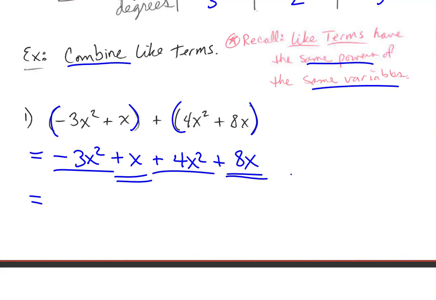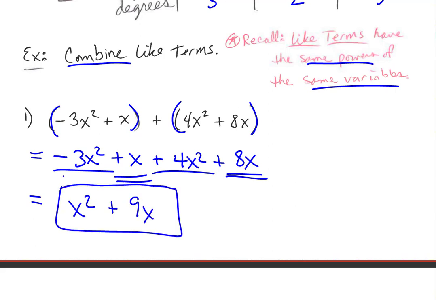So combining the x squared terms, we'll get just a single x squared. Negative 3x squared plus 4x squared is 1x squared. You don't have to write the 1 in front of it. And then the x terms, a plus x and a plus 8x, would be a total of plus 9x.